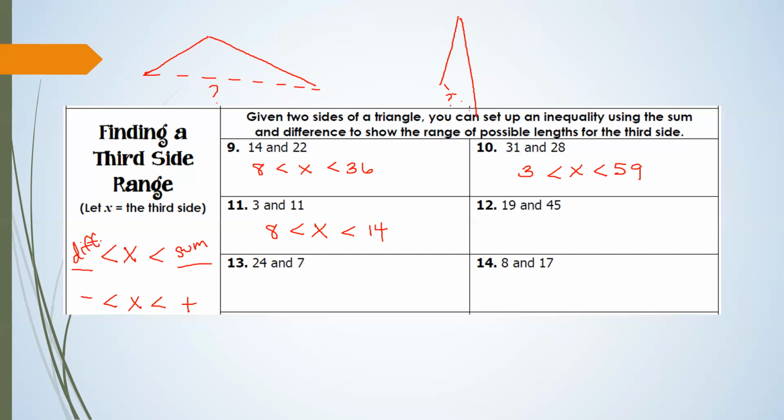Go ahead and try numbers 12, 13, and 14. So for number 12, you should have 26 is less than x is less than 64. 13, you should have 17 is less than x is less than 31. And number 14, you should have 9 is less than x is less than 25. And if you would like a video that kind of re-explains and goes into this a little bit more depth, you're also welcome to check out the Khan Academy video, which I will post in this Playposit, and I'll post on OMHS also.